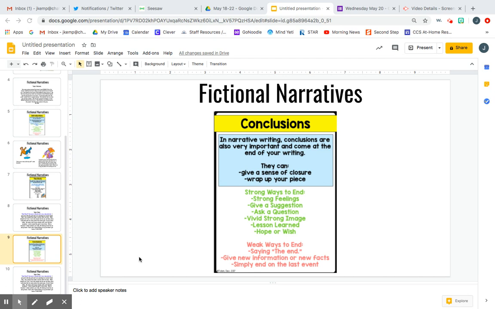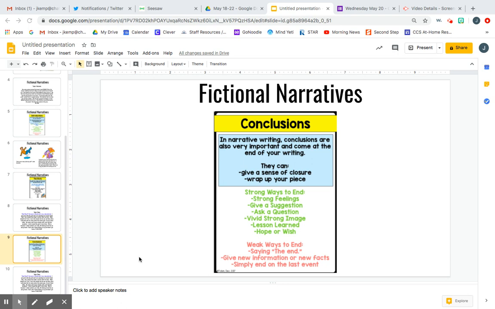Ways that we're going to try to get away from using at our end is just saying the end, which I know a lot of books that you guys read say the end on the very last page, but we're going to try not to do that for right now. Another way not to end a story is by giving new information or new facts, because then the reader is going to want to know what happened with those.